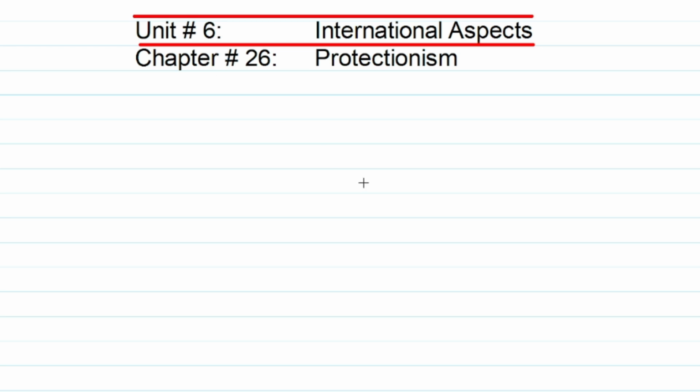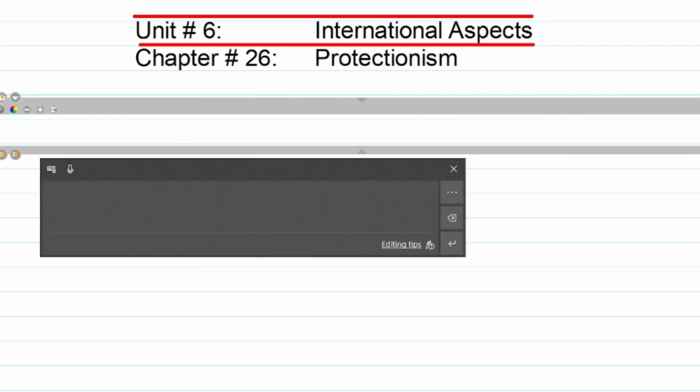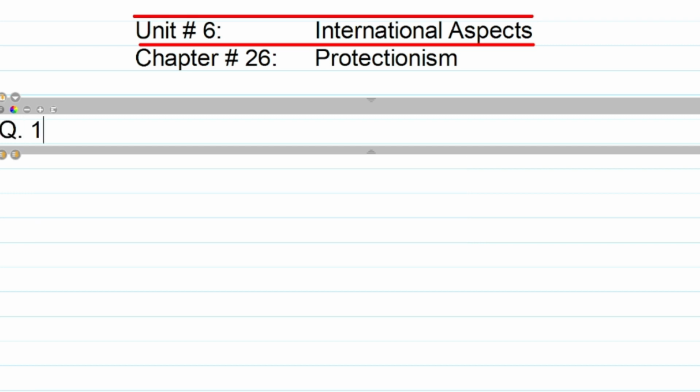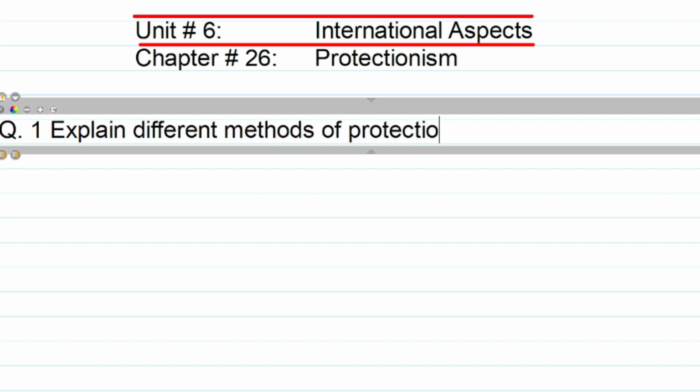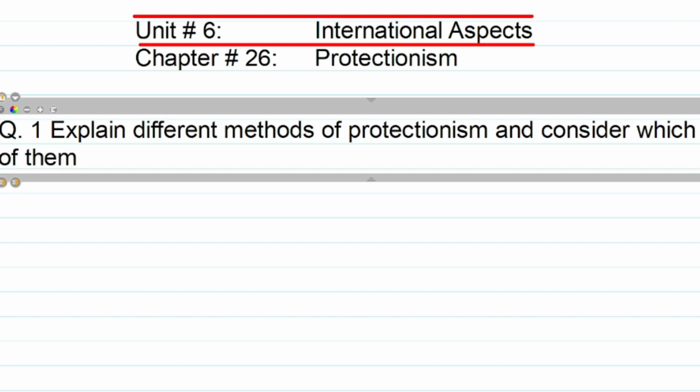And generally examiner asks questions about this topic or this chapter. There are two types of questions. Maybe one question may be like an explain question, like explain different methods of protectionism and consider which one of them is the most important.